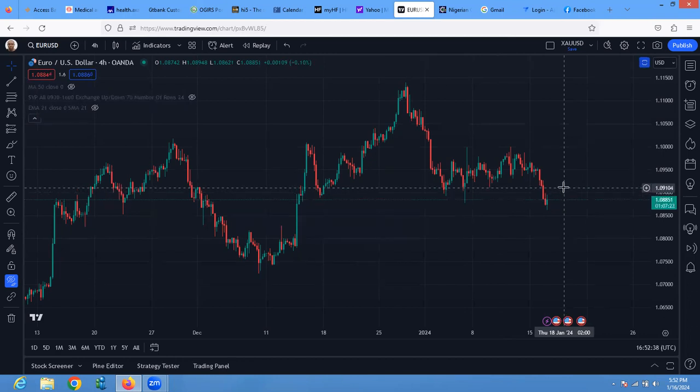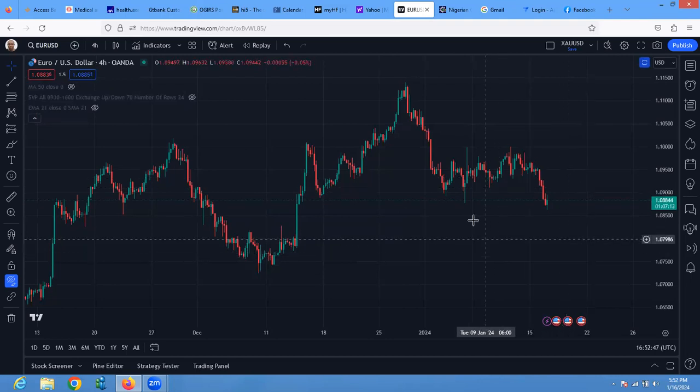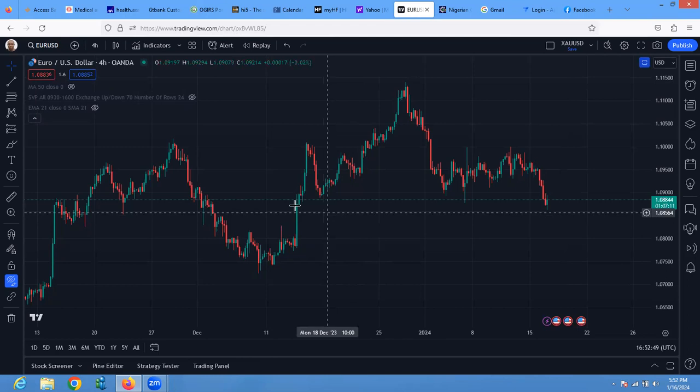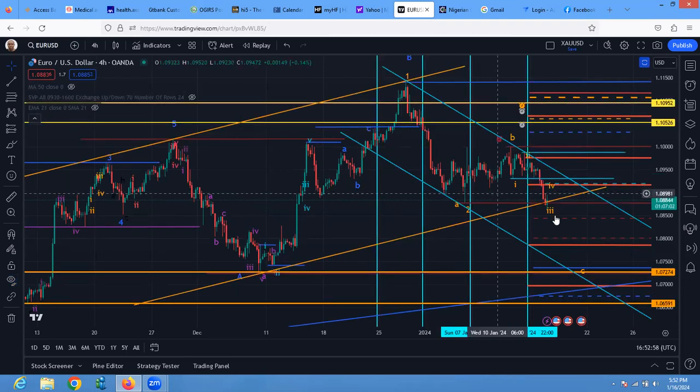Those are the zones where you expect a pullback, but if you know how to do your wave count, you can probably plan a 1, 2, 3 pullback to the upside to sell. Now, the same way we have done with DXY, the US dollar index, so this is 1, 2, 3.